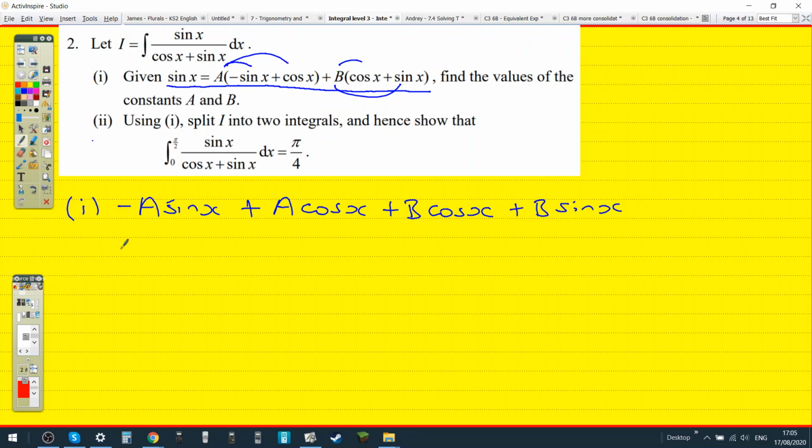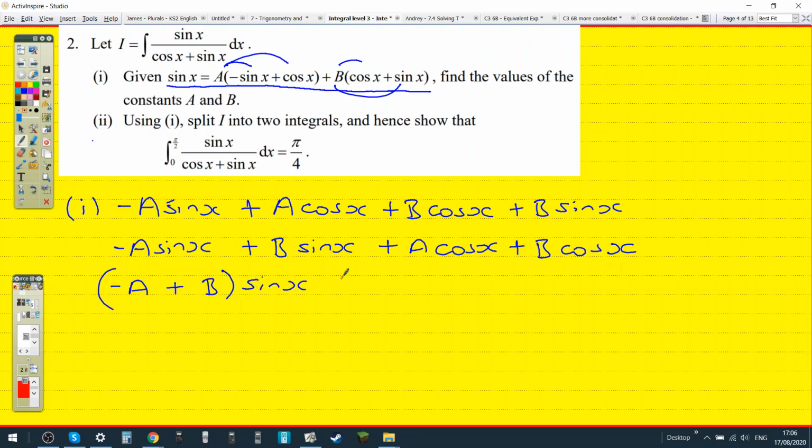What if I was to write that with the sines together, and the cosines together? Minus a plus b is equal to 1. Yeah. And then a plus b is equal to 0. And then simultaneous equations. Yeah. I would just give you b is equal to 1, I think, and a is equal to 0. Wait, no, a is not equal to 0. But b is equal to 1.